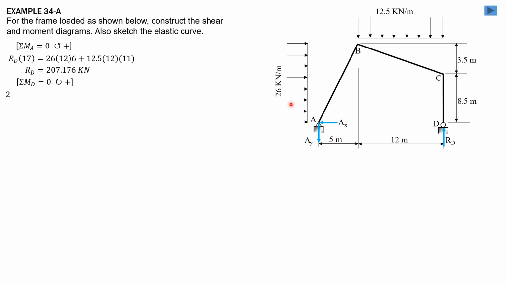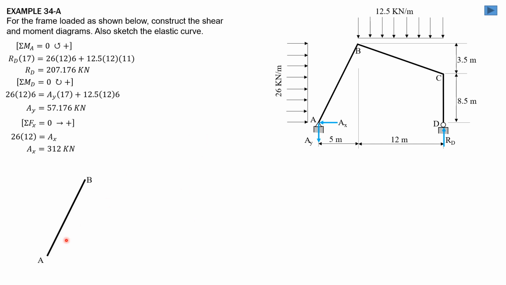Likewise, summation of moment about D equals 0, clockwise positive. So we have 26 times 12 times 6 equals AY times 17 plus 12.5 times 12 times 6. So solving for AY is 57.176 kilonewtons. Let's now sum forces in X first, so solve for AX. 26 times 12 equals AX.